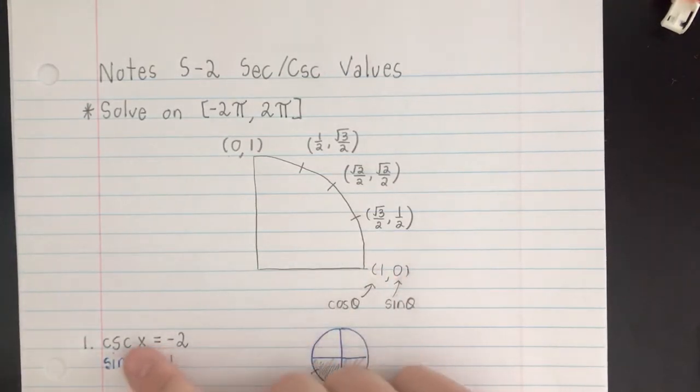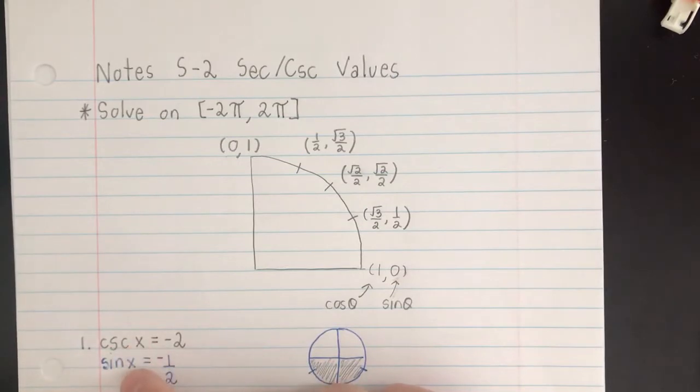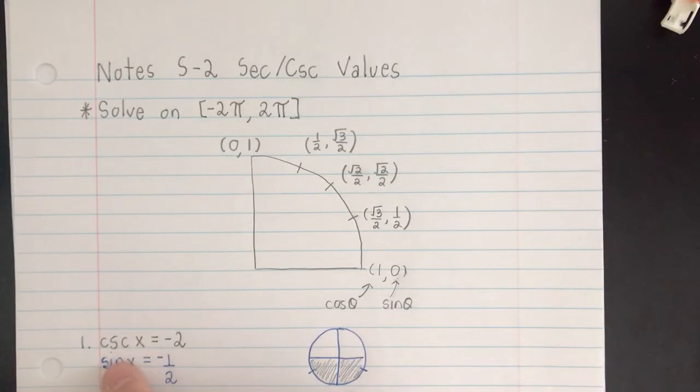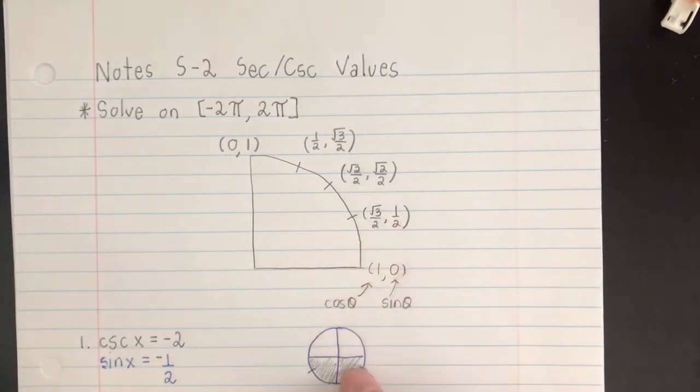Our first example here, cosecant of x equals -2. So you remember that cosecant is the reciprocal of sine. So sine of x equals the reciprocal of -2, which would be -1/2. Okay, and then you're thinking, oh, well, sine has to be negative. So which portions of the unit circle should I shade? If y is negative, then of course you're shading this third quadrant and this fourth quadrant. And then furthermore, if y has to be -1/2, you're talking this slice and this slice.